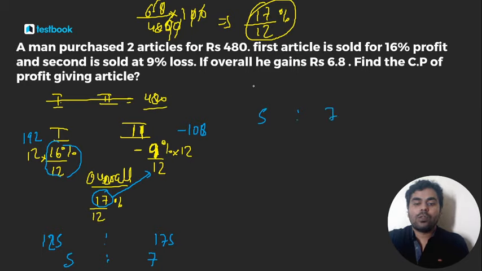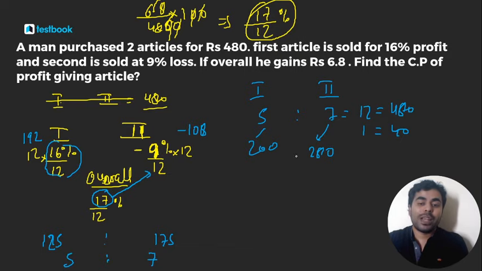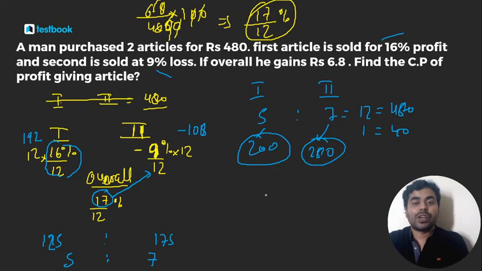These are the ratio of first article and second article cost price, and as you know, the total CP was 480, and in ratio total CP is 12, so 1 equals 40. This will be your 200 and this will be your 280, and if you have to find out the selling price, then this is your CP, and these are your 16% profit and 9% loss. After applying, you will get the SP of each item also. So this was all about this question.